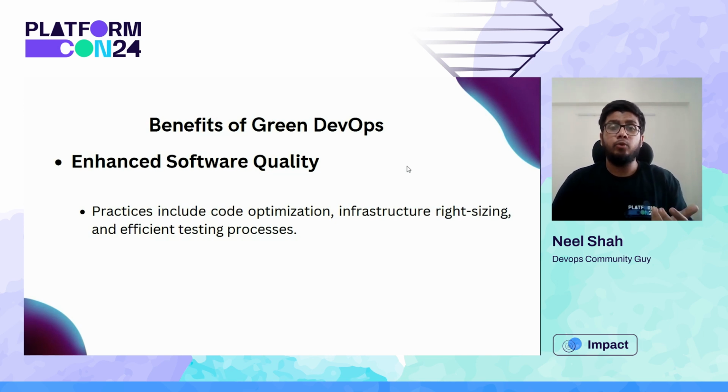Eventually, if you improve code optimization, then the execution time and function time will improve, and that will improve everything. The code optimization is something developers can help out with, and we can try to implement it in our regular practices. So these are some of the things we can implement to bring some portion of Green DevOps into our regular product development life cycles.